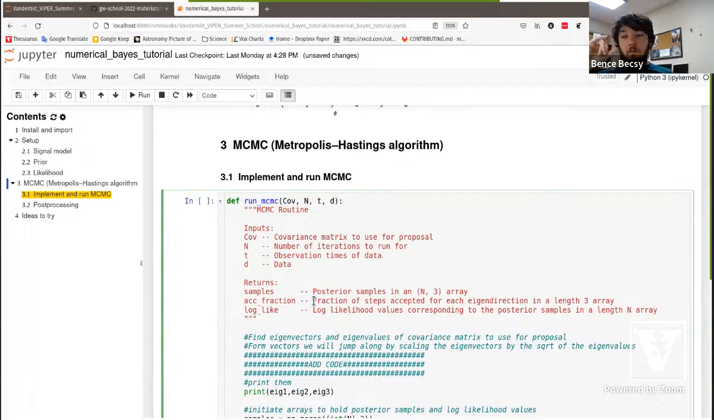So that's a good diagnostic thing to keep track of, because if something goes wrong, then we won't accept any of the proposals, or we will accept all of them, and that points us in some direction of what could go wrong here.